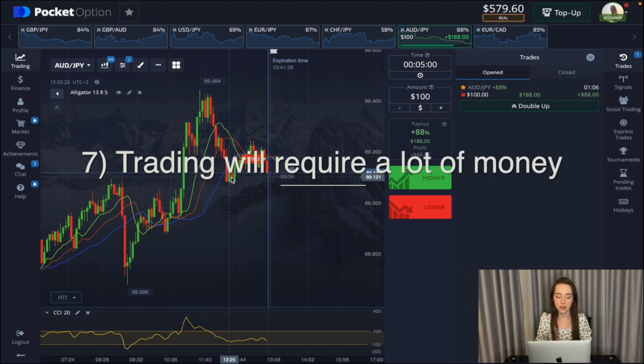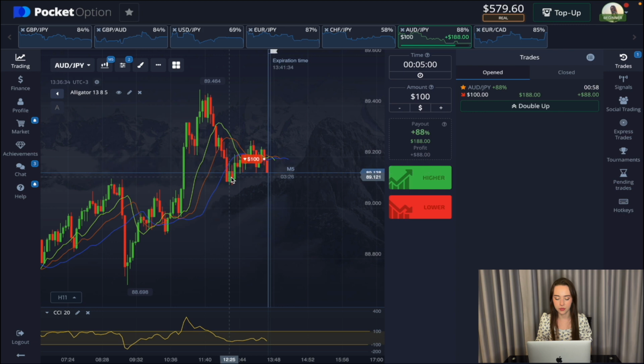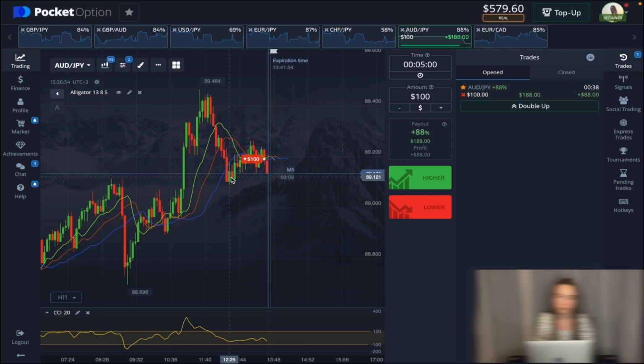And the seventh myth is that trading will require a lot of money. Another common myth about trading is that trading in the financial market requires substantial initial capital. This is also not true. Of course, the more money you invest, the more profit can be, but you can start trading successfully with a minimum amount. My starting capital was only $100, and for me it was okay.